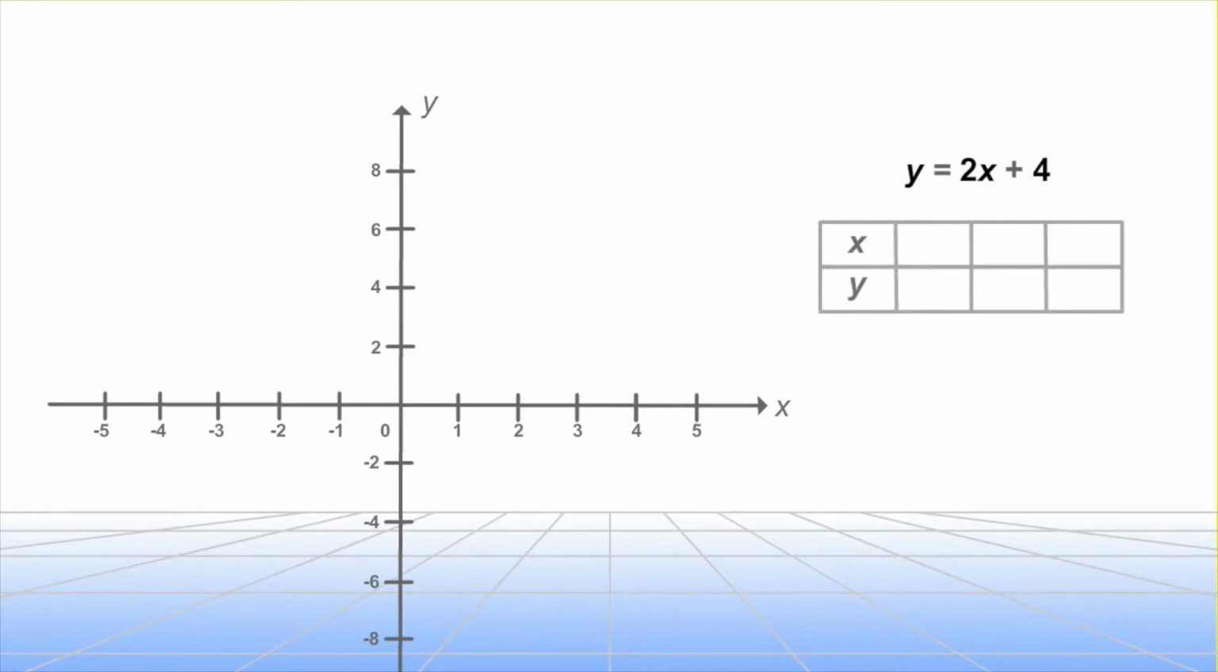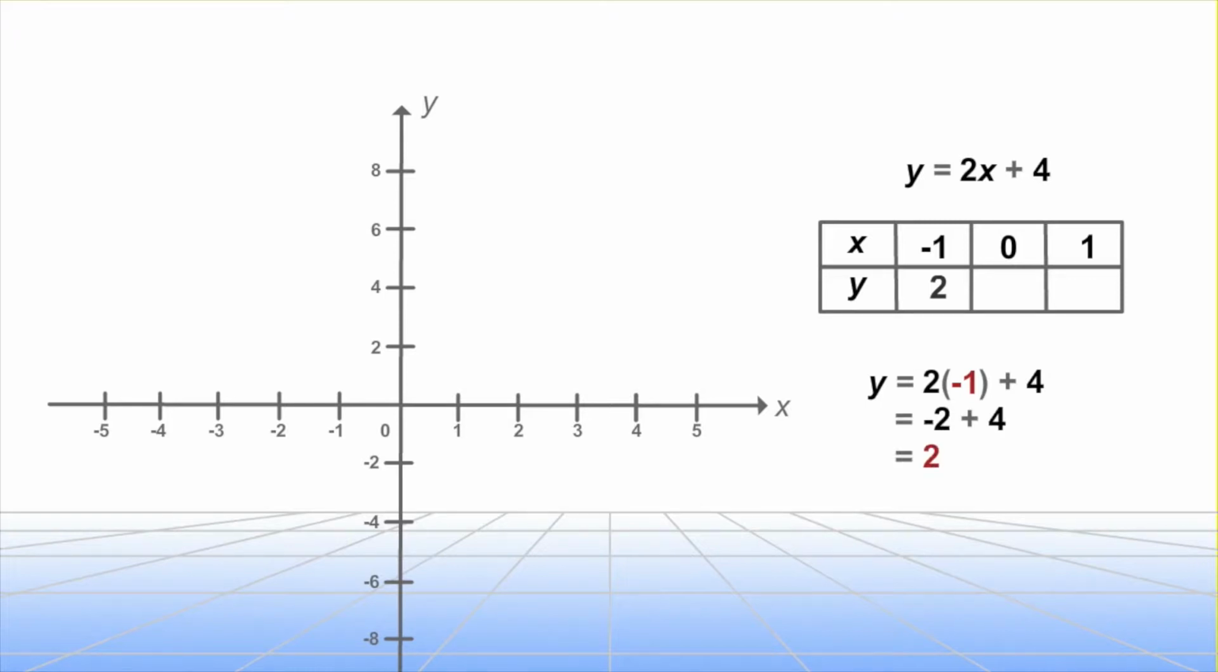We always use a table to show the values of x and y. Here, we have chosen three values of x. They are -1, 0, and 1. Let's find the corresponding values of y. When x is equal to -1, y is equal to 2, because when you substitute -1 into the equation, we have 2 times -1 plus 4, which gives us 2.